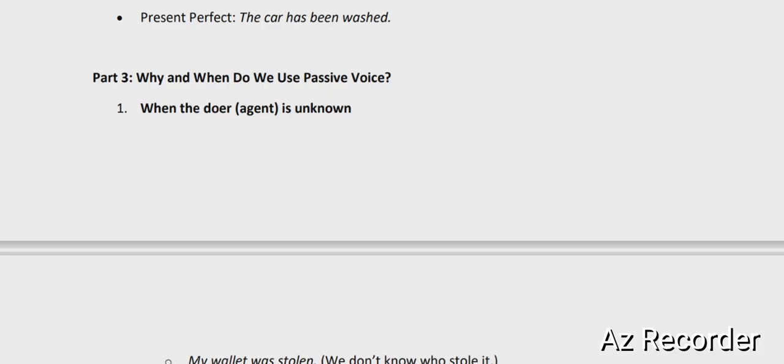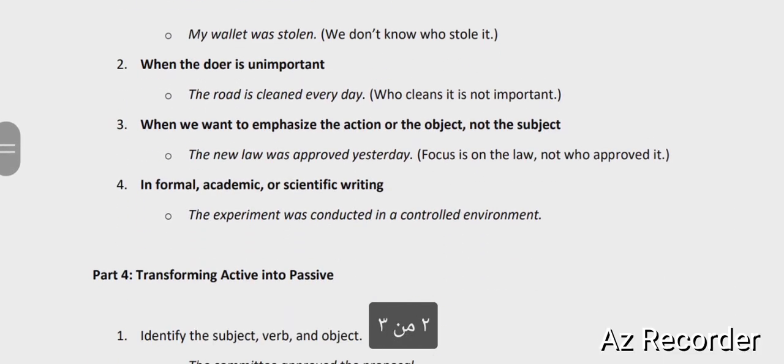Why and when do we use passive voice? The passive voice is useful in several situations. 1. When the doer, the agent, is unknown. For example, my wallet was stolen. We don't know who stole it.